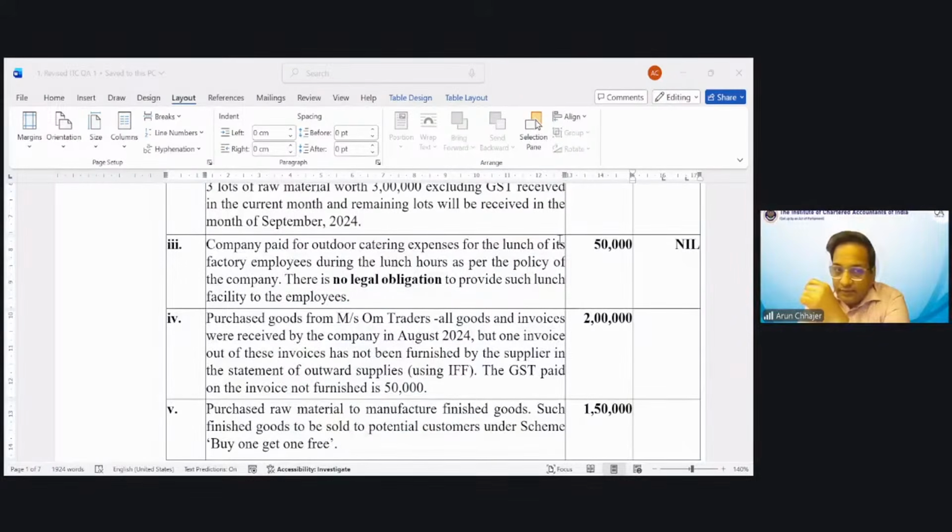Furnishing of invoice is mandatory. Can you link it with some provision? Can you please link it with some provisions? Just let me see the answers of all.